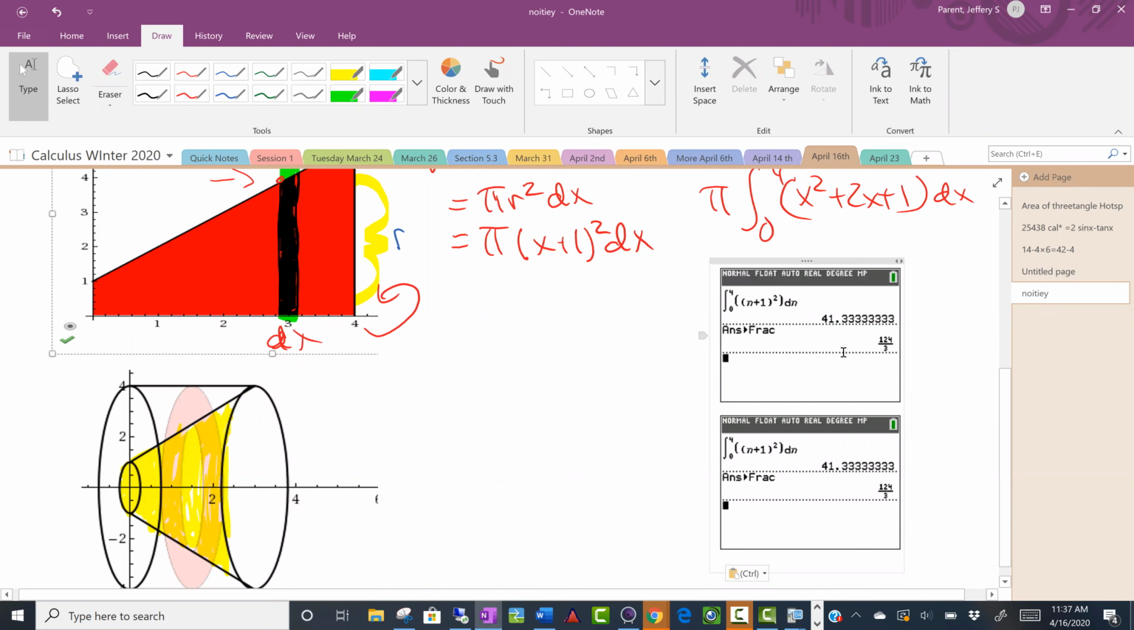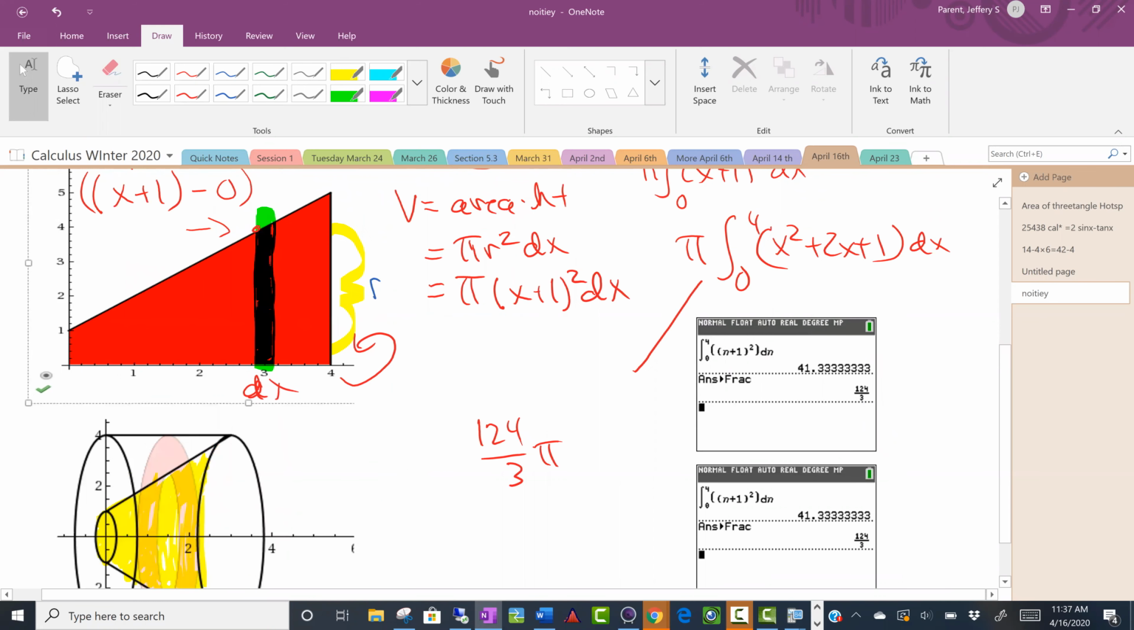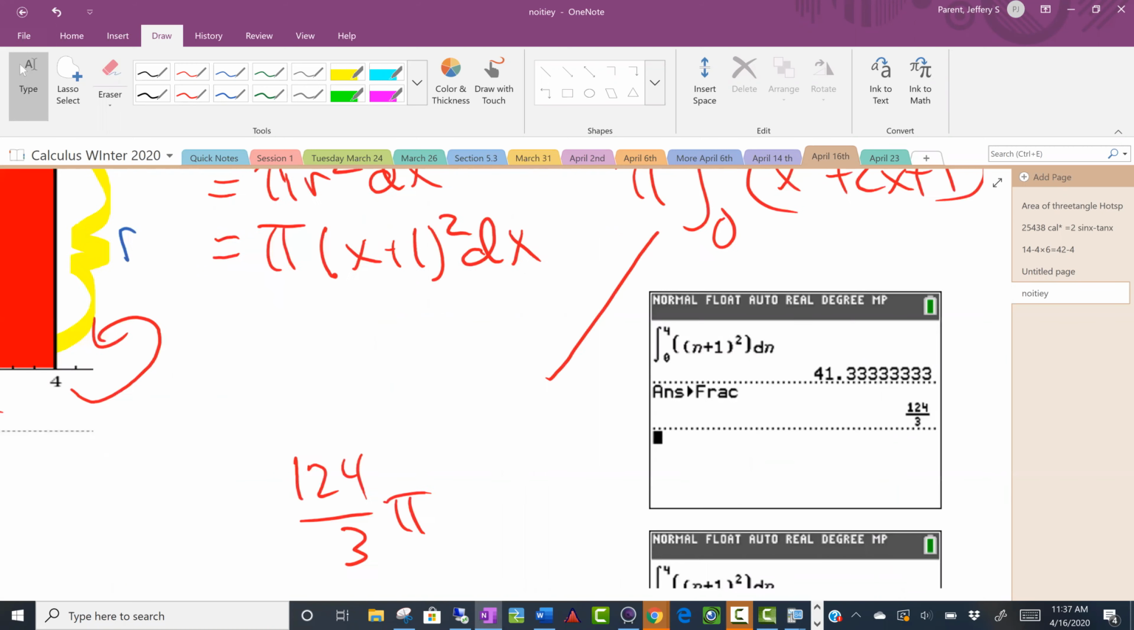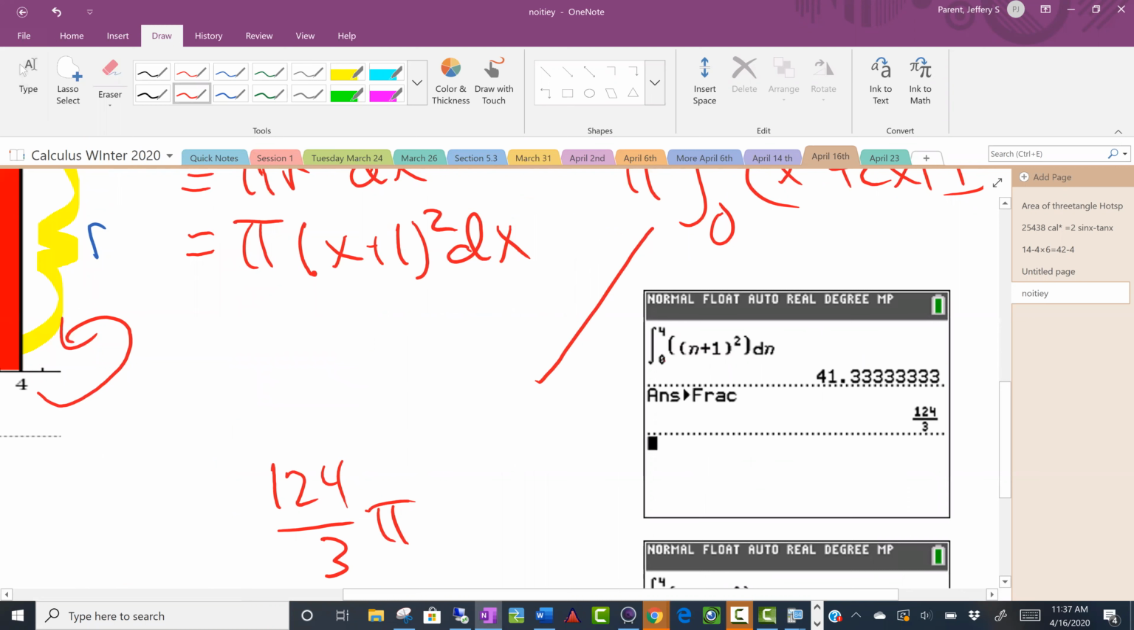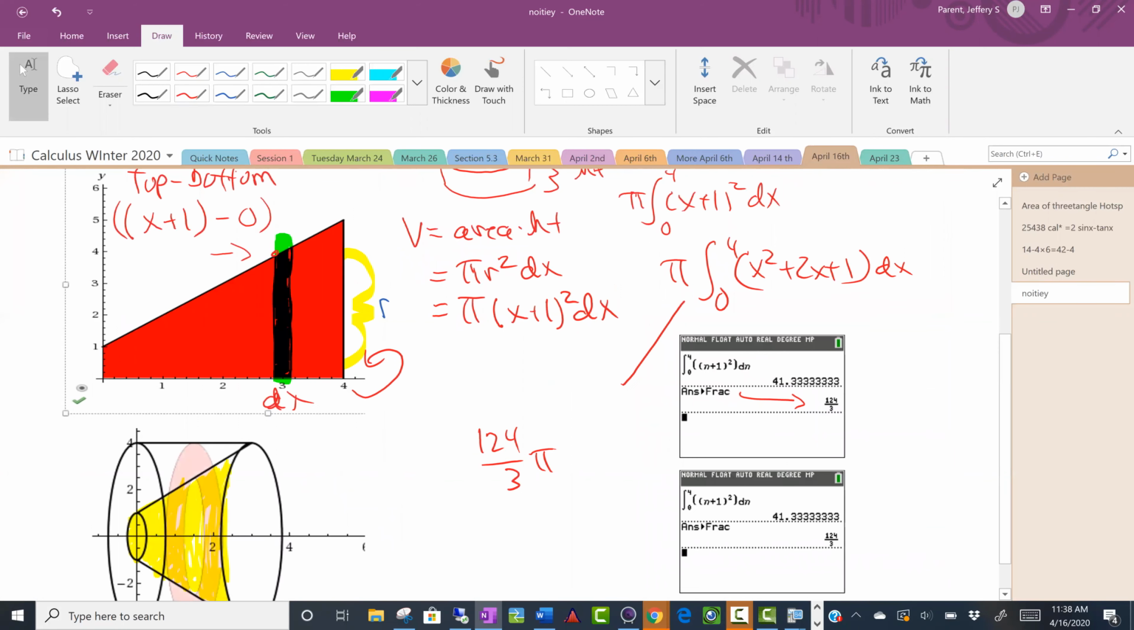There we go. So the final answer would be 124 over 3 pi. Because remember, you get that pi out in front. I don't like to put pi in here when I'm doing these things, because then when I do this answer to fraction trick, it won't give me anything. It'll just keep on giving me the decimal answer, and that's not helpful. So that's why I left pi out of this. So nice, nice. All right, rocking and rolling.